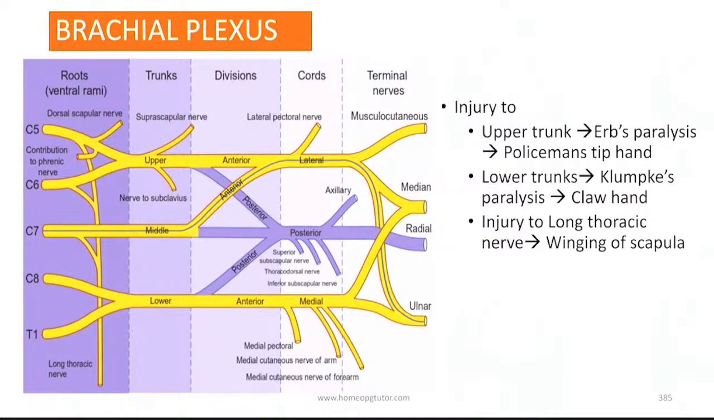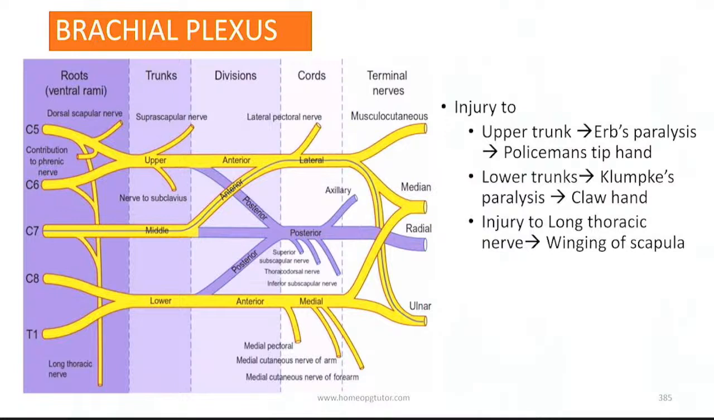Next most important plexus that you have to learn is the brachial plexus. The brachial plexus can be divided into roots, trunks, divisions, cords and terminal nerves. I'm not going to detail everything. I will just mention the nerves, the branches of roots, branches of trunk, branches of divisions, branches of cords and terminal nerves, and the root values are important, so that is also something you need to remember.